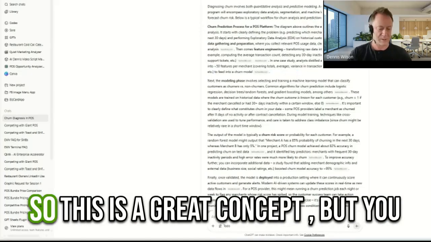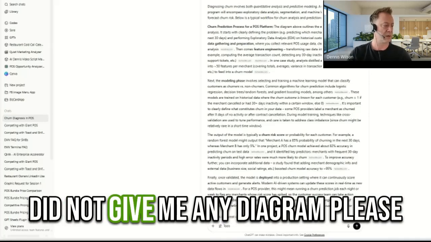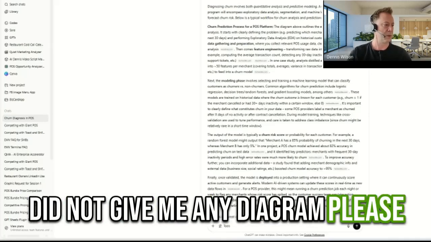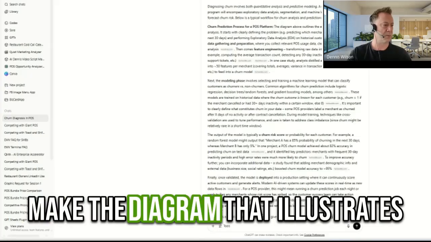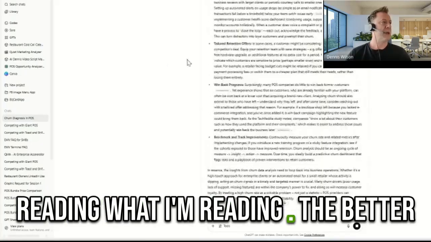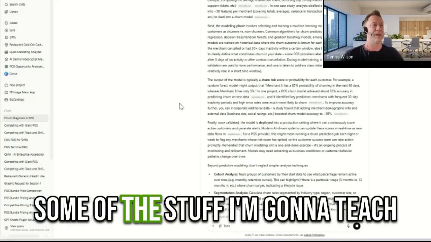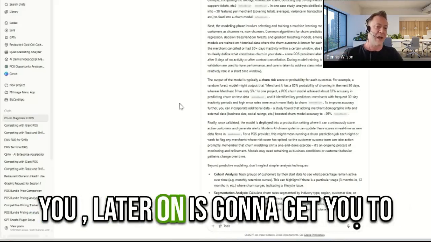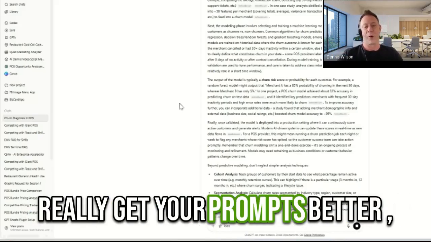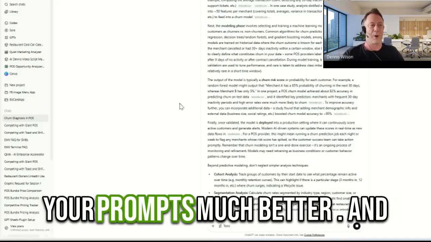I'll say, so this is a great concept, but you did not give me any diagram. Please make the diagram that illustrates this. So then I can go back up to reading what I'm reading. The better you make your initial prompt, the better your deep research gets. So some of the stuff I'm going to teach you later on is going to get your prompts better and do some things called prompt chaining and just making your prompts much better.